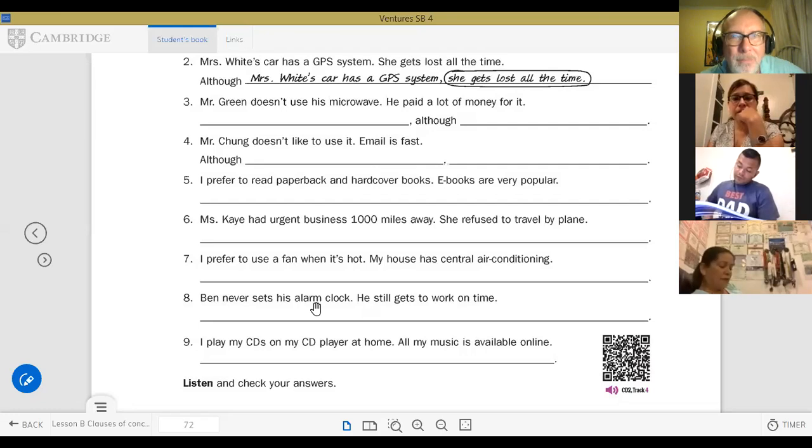Despite refusing to travel? No. She refuses to travel despite her urgent business. Despite urgent business 1,000 miles away, right? Yeah. Despite urgent business, right?